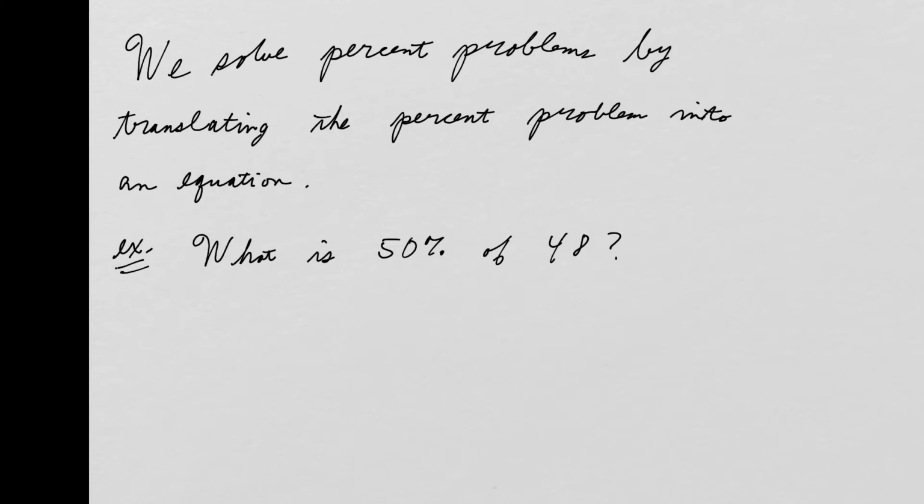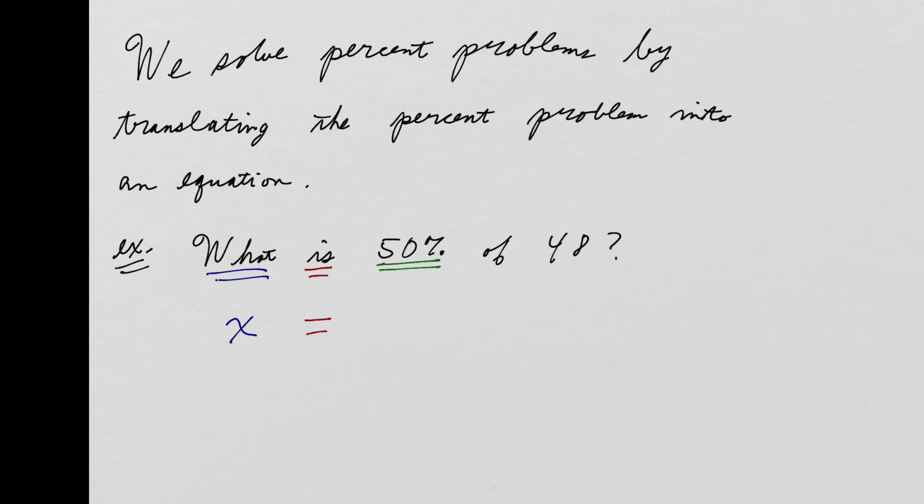So the what, the thing that we're looking for, is going to be our unknown. So we'll call that, say, x. You can use whatever variable name you want, but x is the one typically used. Is means equals.